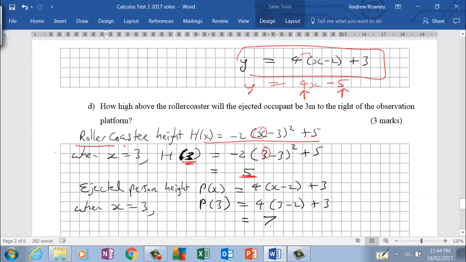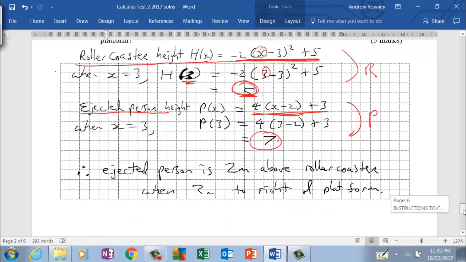So here's the roller coaster equation. Here's the ejected person equation. This one here is the original equation. This here, we just worked out above, is 4 times x take 2 plus 3. Now, if you put 3 into this one, that's the height of the roller coaster, but if you put 3 into this one, that's the height of the person, because this is the person equation, and this is the roller coaster equation. So you can see the person is 2 meters above the roller coaster, 7 above 5.